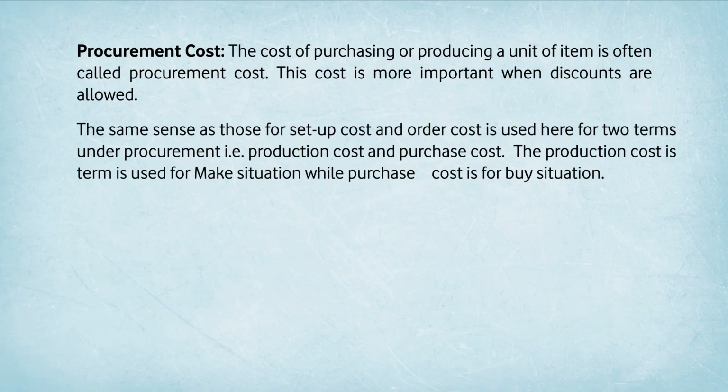In the same sense as the setup cost and order cost, two items are used under procurement: production cost and purchase cost. The setup cost corresponds to the production cost, and the order cost corresponds to the purchase cost. The production cost is for the make situations, whereas the purchase cost is for the buy situations. It should be very clear to you, make and buy, which cost is set for the make situation and which cost is set for the buy situation.